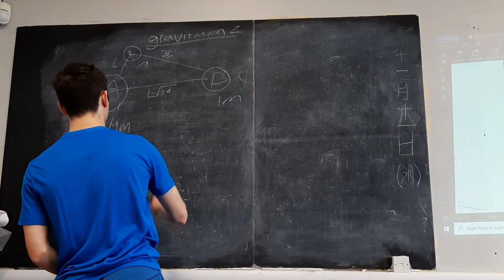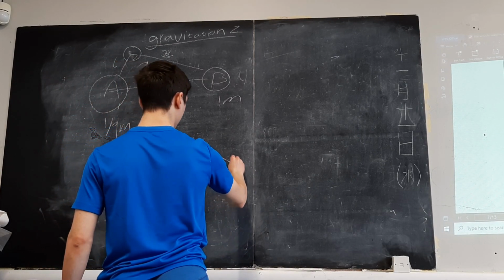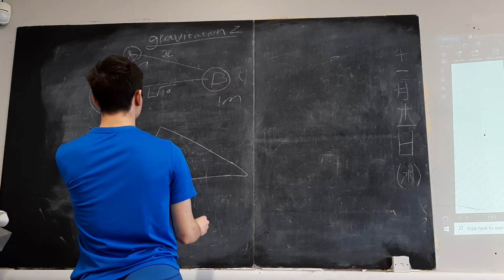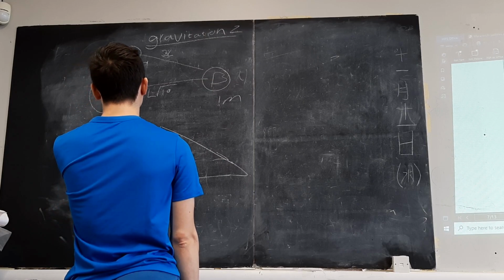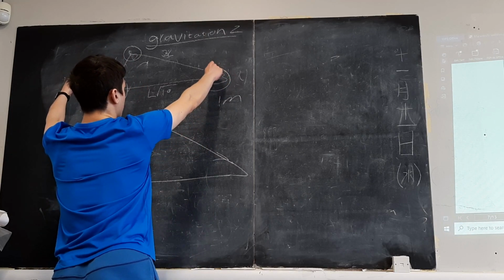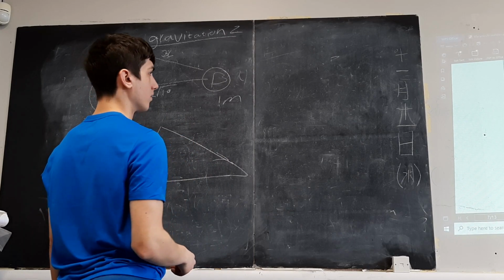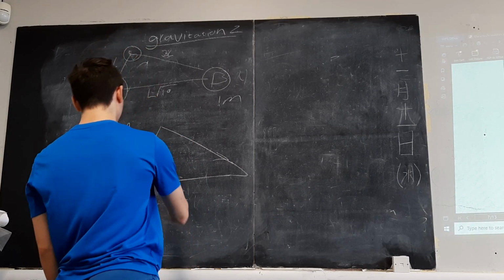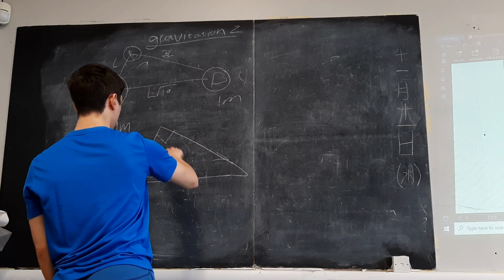So we have it like this, but we want it usable. So we're going to put arrows on it as well. The gravity is going towards them, so it's arrows pointing this way and that way. We have theta here. This is a right angle.